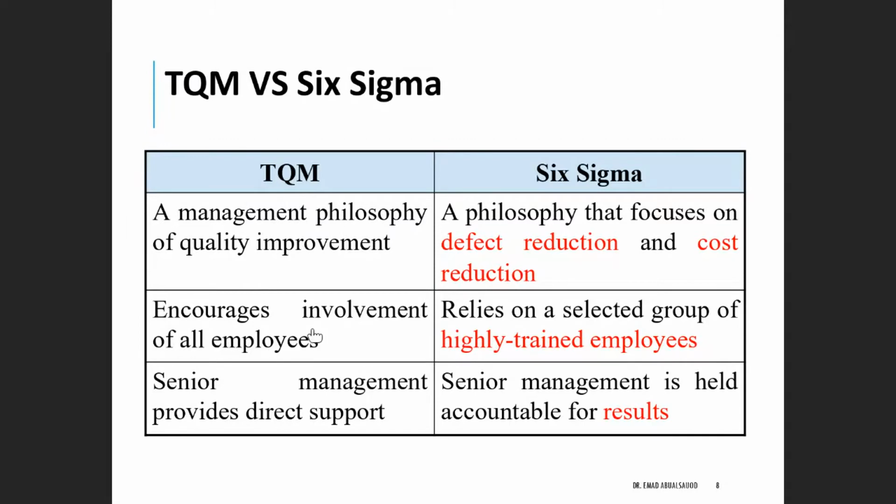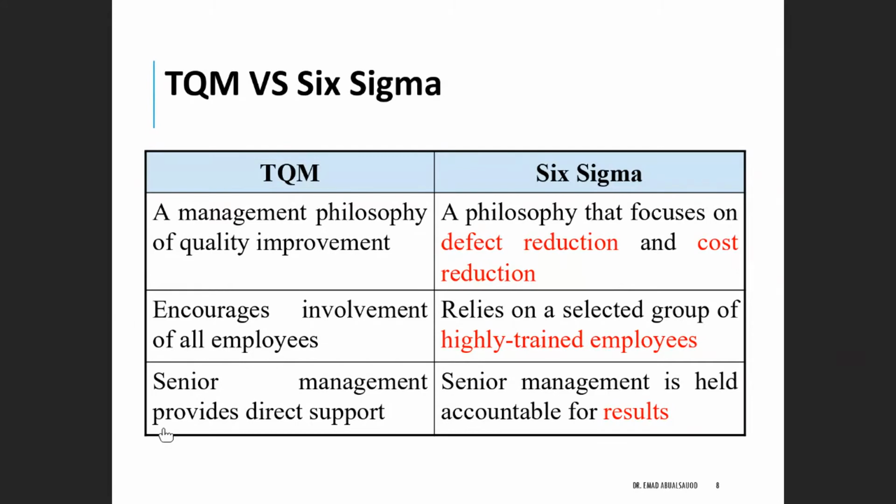TQM encourages involvement of all employees in the organization. Six Sigma relies on a selected group of highly trained employees. Remember, Motorola invested in training those people in the organization, so they could use them as a team to fix and improve processes that cause variation or increases in cost or defects, so they reduce cost, defects and variability. So it's a specific team that works on this implementation of Six Sigma.